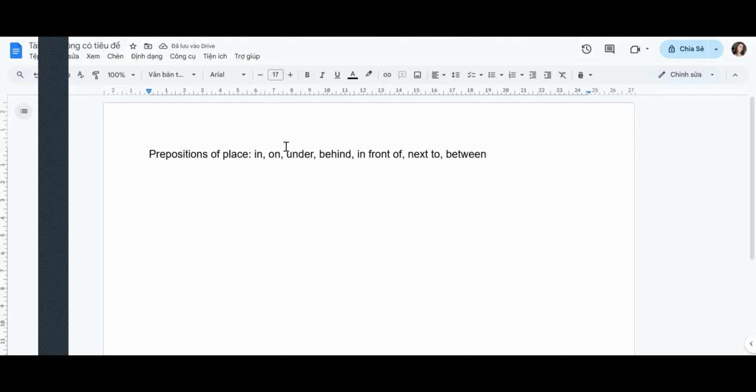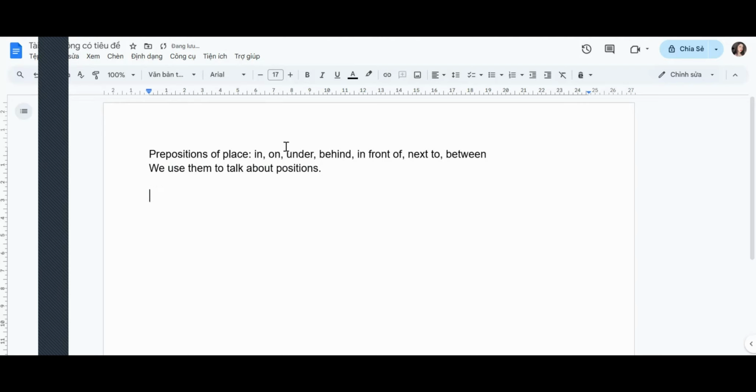So, what do we use them to talk about? What do we use them to talk about? Yes, that's right. We use them to talk about position. We talk about positions, right?